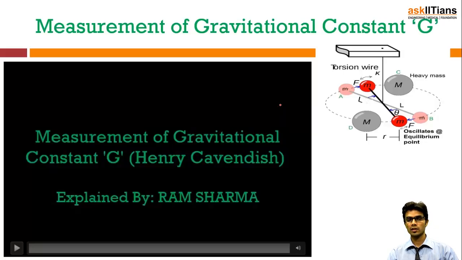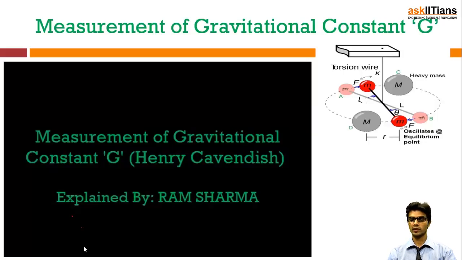Actually F is equal to G M1 M2 by R square is given by Newton, but even Newton did not find the value of G. The value of G was found by Henry Cavendish, an English scientist, physicist and chemist. He found this value of G, the universal gravitational constant, and now I am going to explain how Henry Cavendish measured the value of the gravitational constant G.